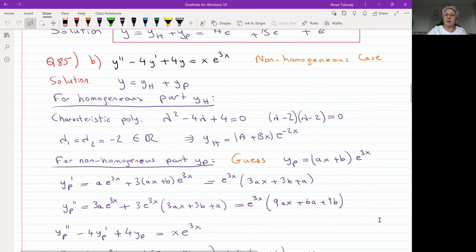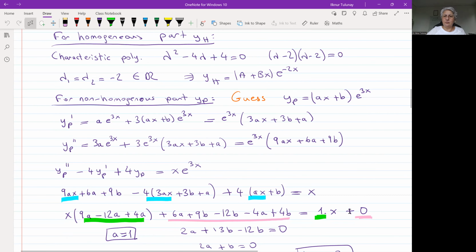Let's tidy up a bit so it will be easier to take the second derivative. As we take the derivative, the derivative of the polynomial inside with respect to x is 3a, that's 3a e to the 3x, plus 3 times e to the 3x times the whole of those. So we have y double prime, y prime and y, and we can substitute into this equation, which is our original equation.